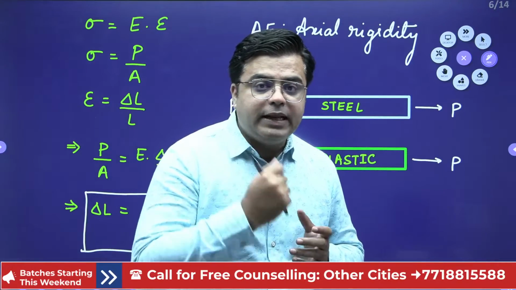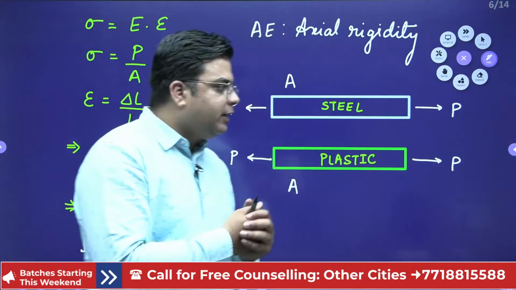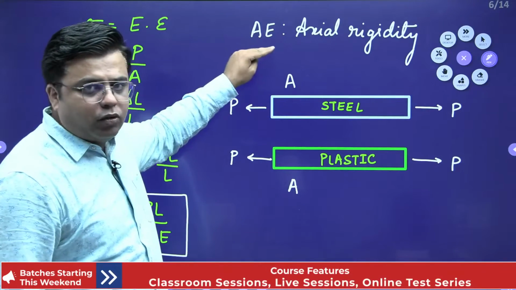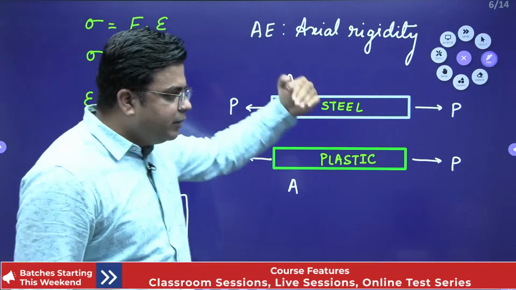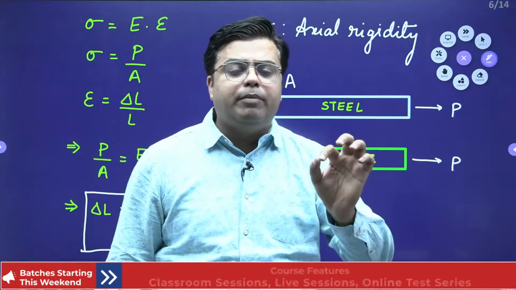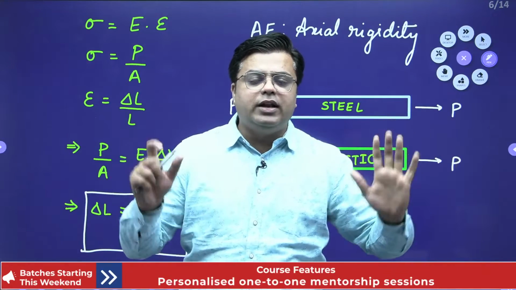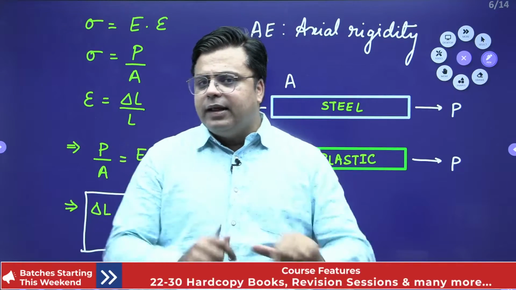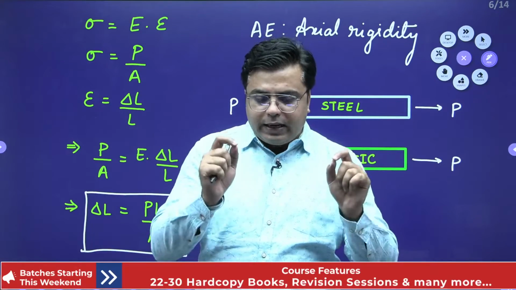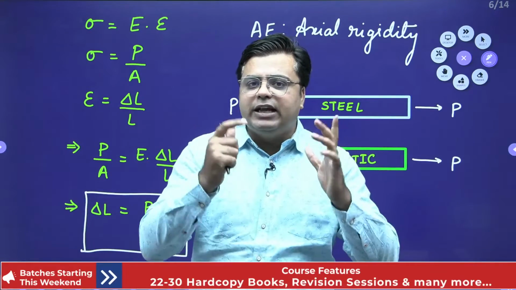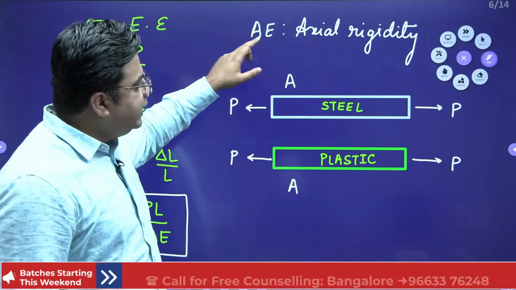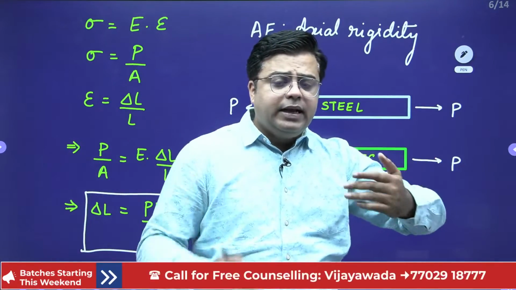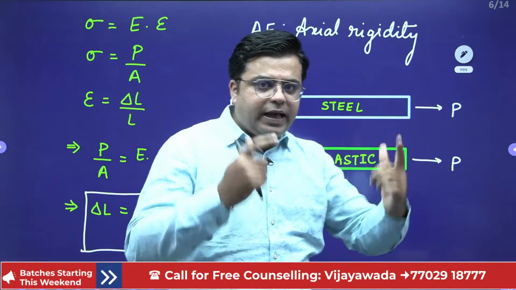Now why am I telling you this? You can also analyze that for this steel bar, the axial rigidity will be more. Axial rigidity is nothing but how much resistance a particular member is offering against the horizontal or axial loading. So if AE is the axial rigidity, AE tells us about the internal resistance developed in the structure against the axial loading.